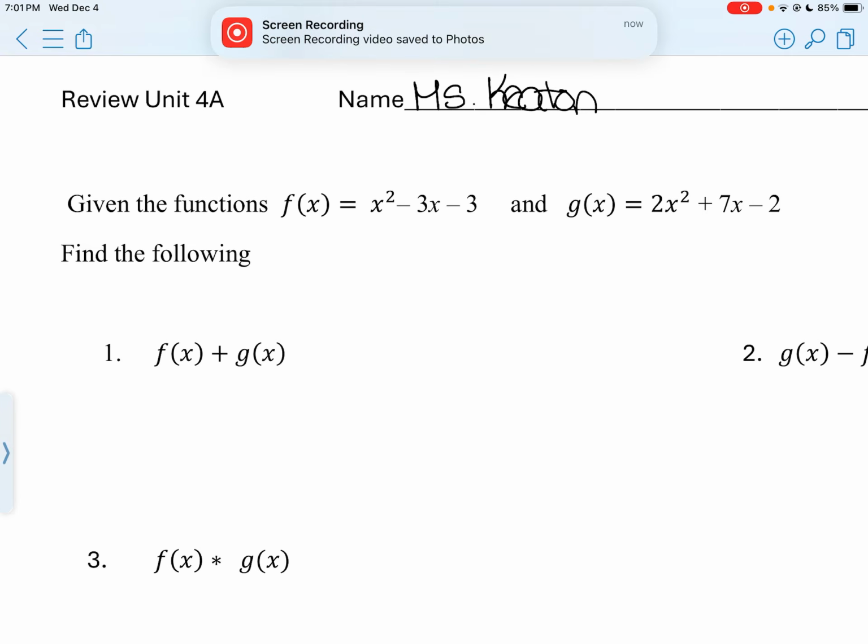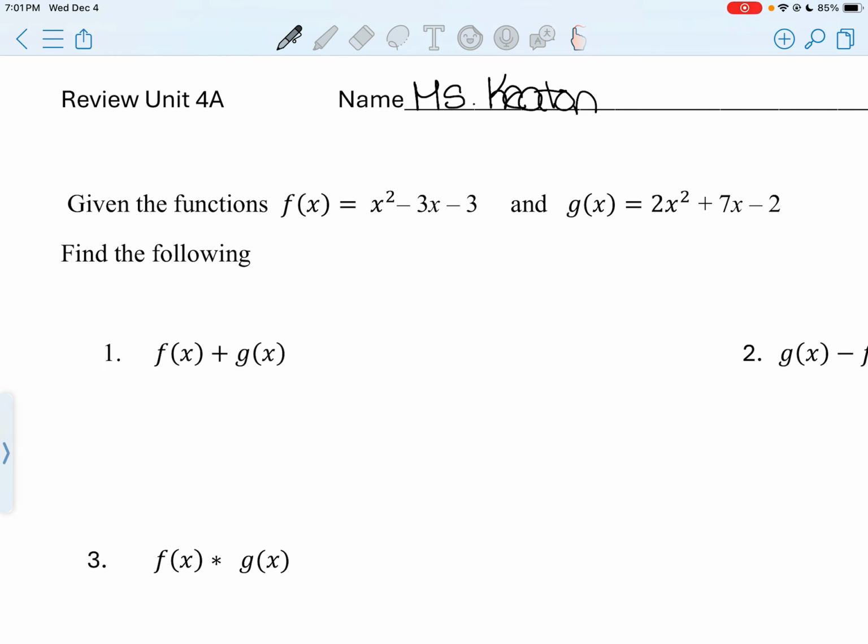Hey you guys, Miss Keaton's here, and this video is part 1. I'm going to focus on that first page, the front and the back, alright? That focuses on polynomial operations: multiplying, dividing, adding, subtracting polynomials, alright?